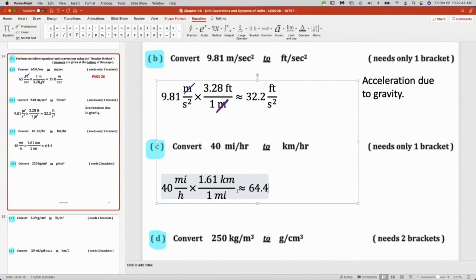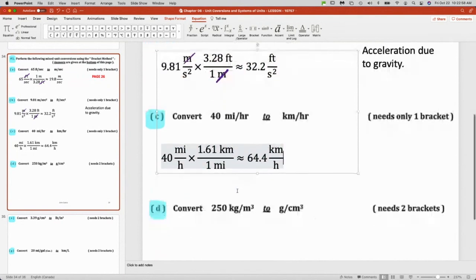So 64.4. Easy peasy. That's what I like to hear. Lemon squeezy. You know that was coming. That was on the horizon.